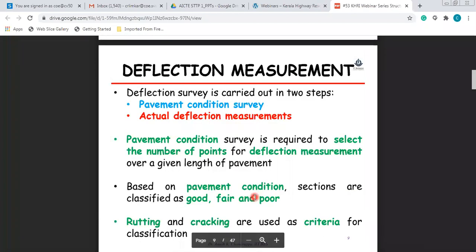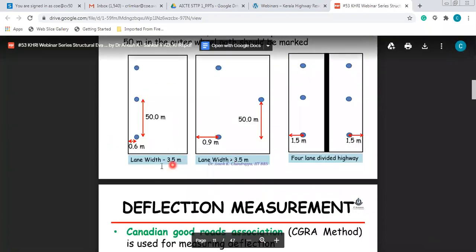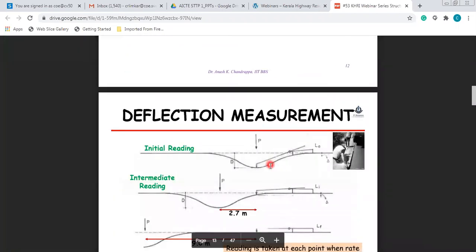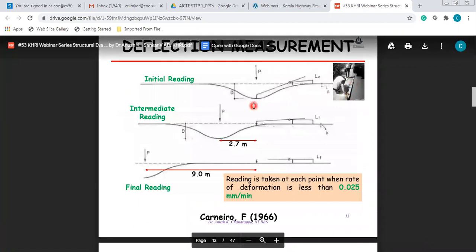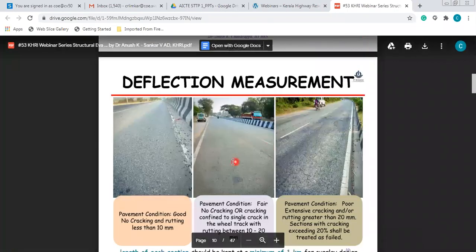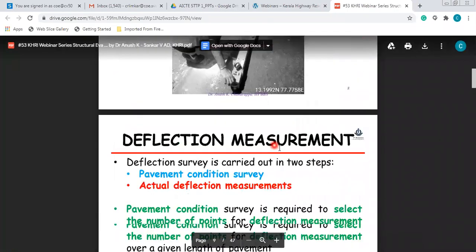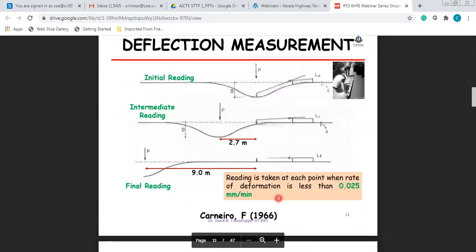How to measure the deflection? At a specific interval, they measure the deflection. The distances are given for where to measure it. Just remind me in our next lecture. This is the instrument, you can see the picture: initial reading, then at 2.7 meter, at 9 meter. They have to take the readings. I will share this PPT with you, and you will have a good idea how these instruments work. This is the Benkelman beam deflectometer, and next is the FWD.